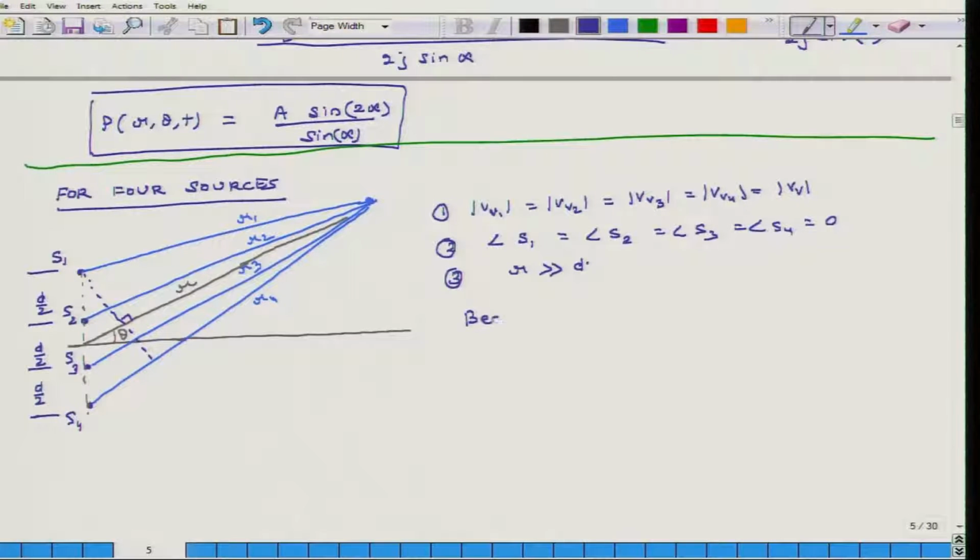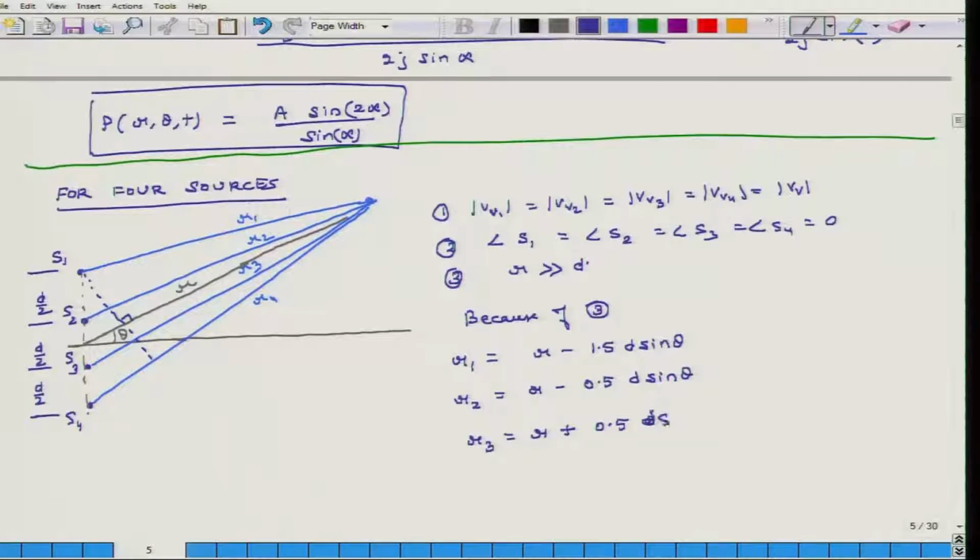So, because of 3, R1 equals R minus 1.5 d sin theta, R2 equals R minus 0.5 d sin theta, R3 equals R plus 0.5 d sin theta, and R4 equals R plus 1.5 d sin theta.